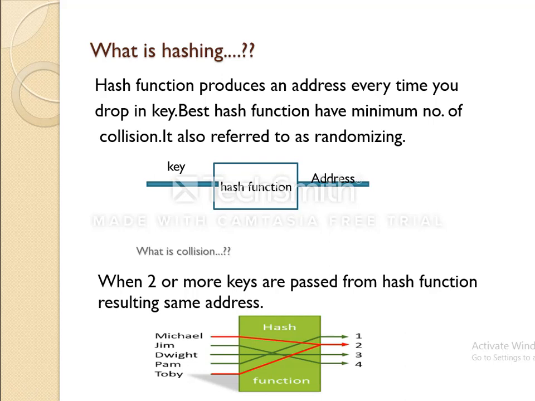Now, what is collision? When two or more keys are passed through the hash function resulting in the same address. As shown, Michael and Toby, having underscores, hash function having the same address, that is 2, which is shown by the red lines.